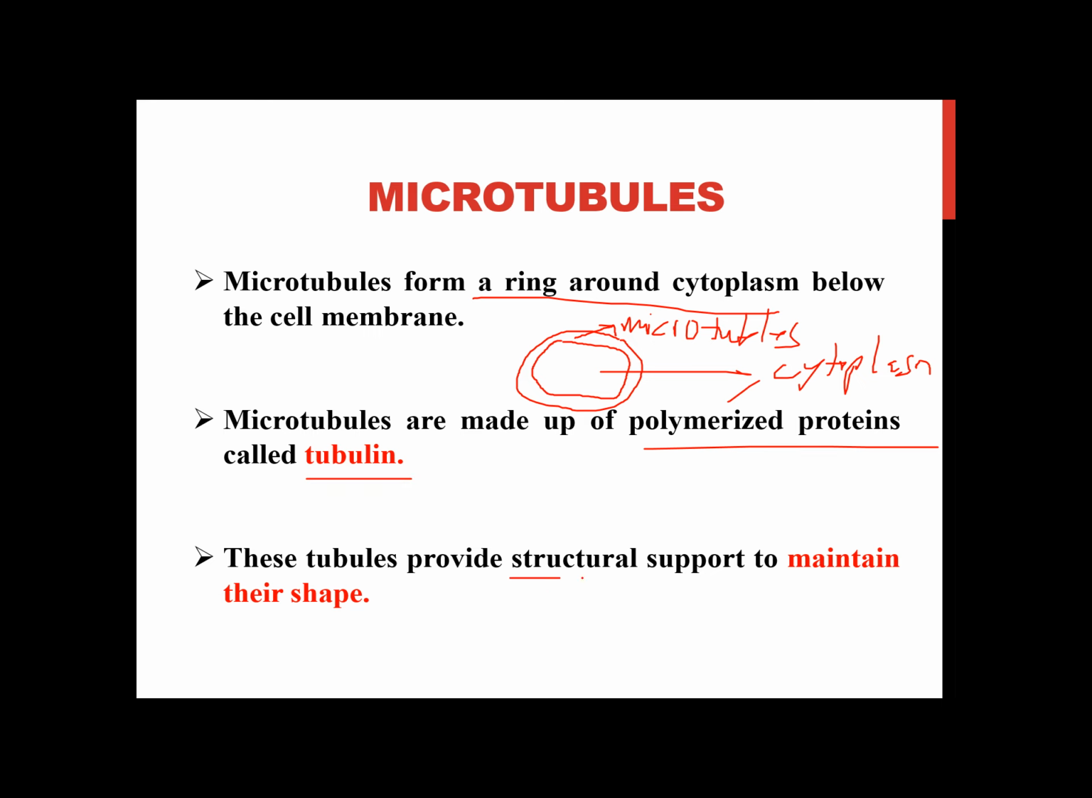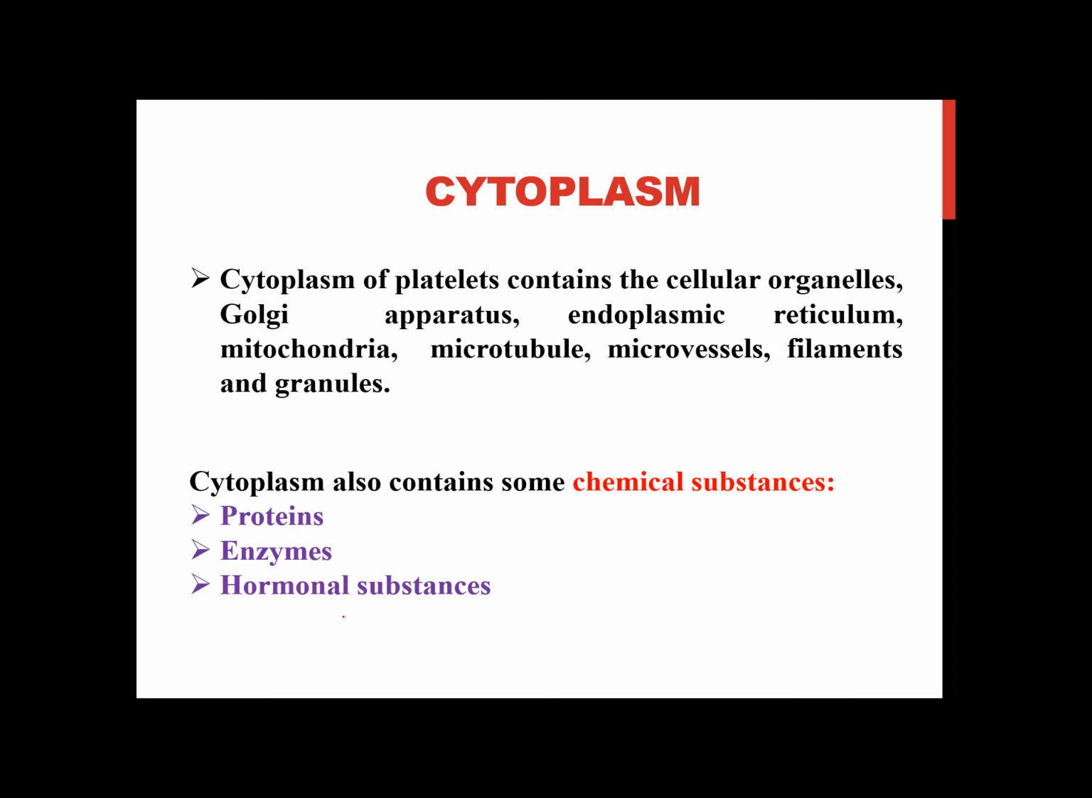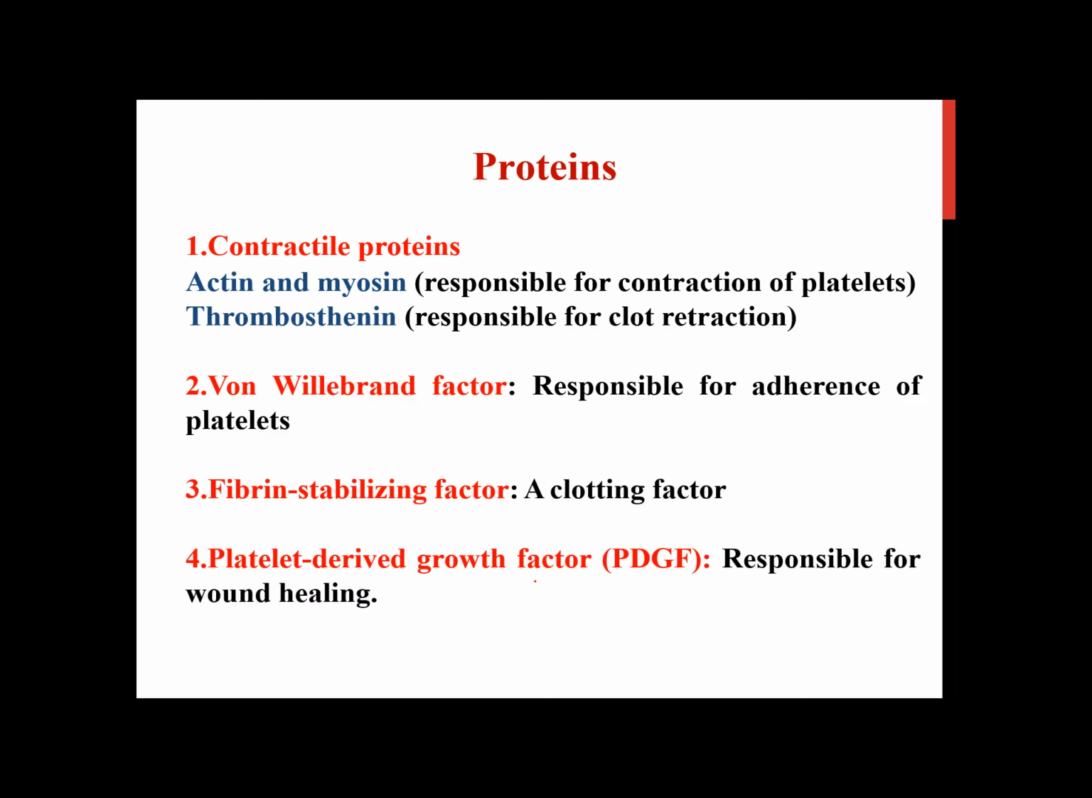Tubulin would also provide structural support, maintaining the shape of the platelet. Then the cytoplasm of platelets would contain cellular organelles: the Golgi apparatus, the endoplasmic reticulum, the mitochondria, the microtubules, microvessels, filaments, and granules. Cytoplasm would also contain chemical substances such as the protein, the enzyme, and the hormonal substances.